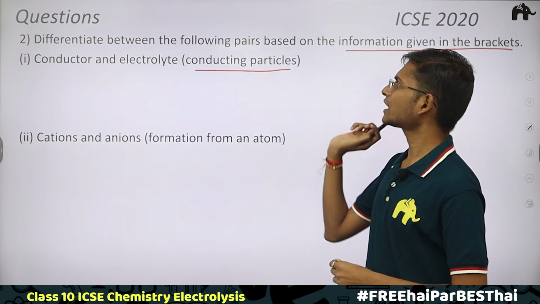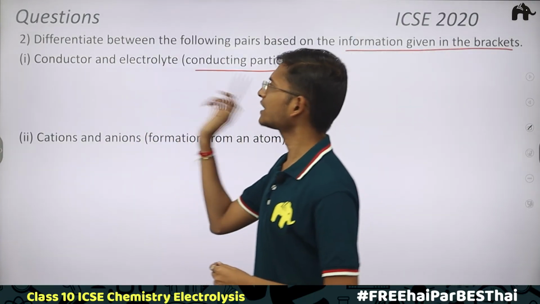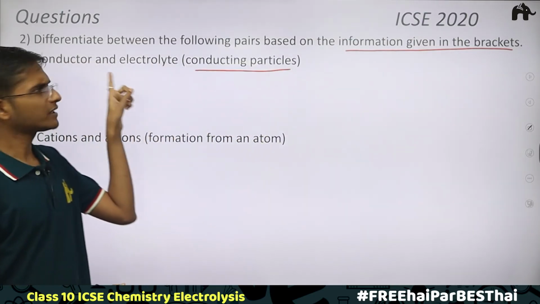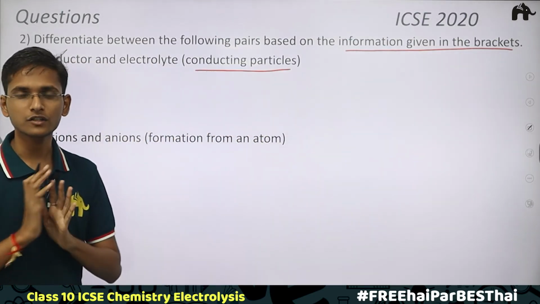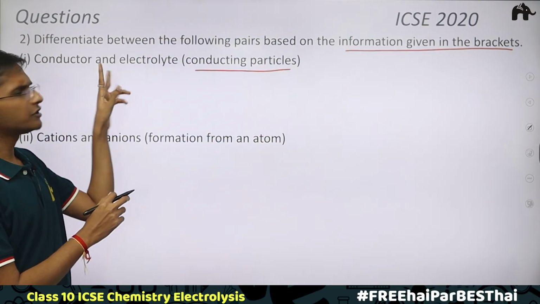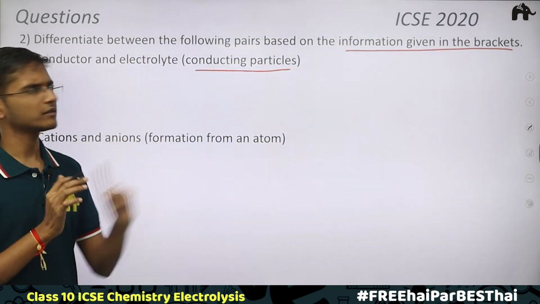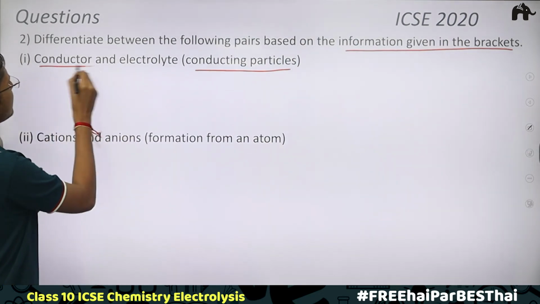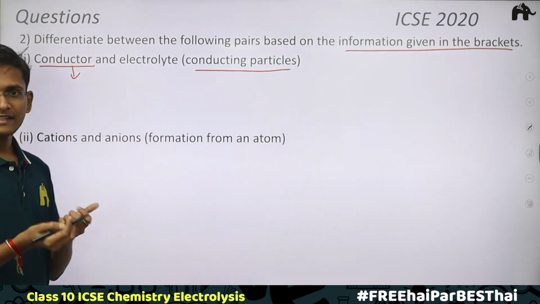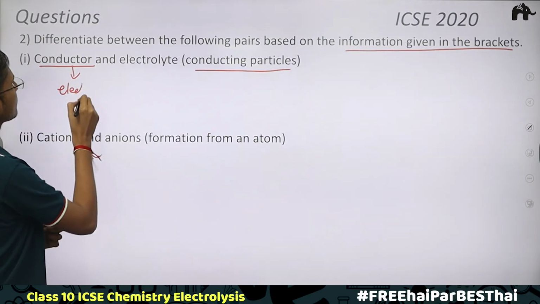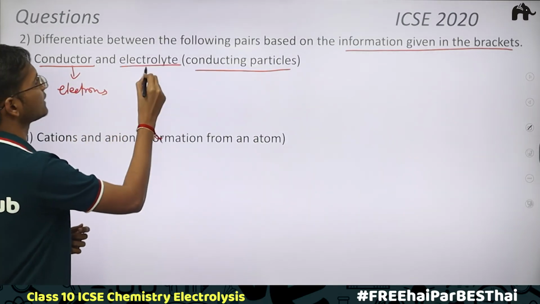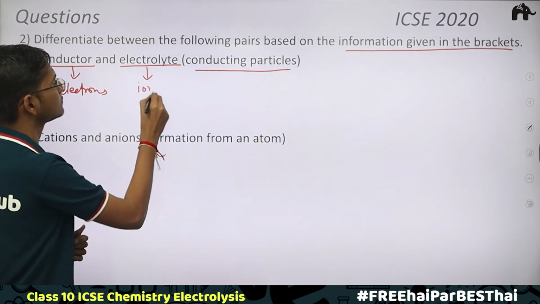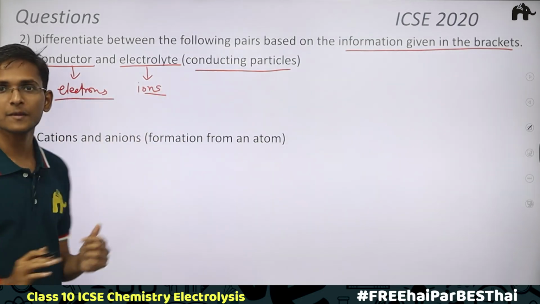What information is given to us? Conducting particles. What is the pair? Conductor and electrolyte. We have just seen that conductors are metallic conductors, and electrolytes are electrolytic conductors. We have to differentiate between them based on just one point, which is conducting particles. You can simply write: conductors have conducting particles as electrons and electrolytes have conducting particles as ions. That's it. Just write it in a complete sentence.